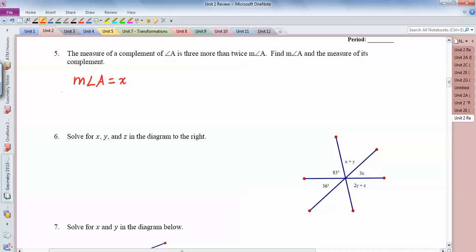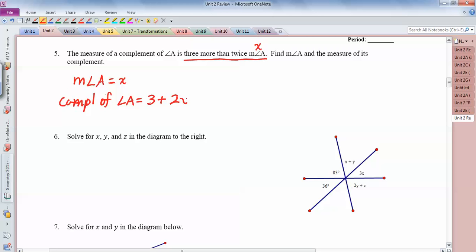And then I'm going to call the complement... Whoops. Why isn't this writing? Complement of A is going to be 3 more than 2 times x, right? Because this is x. So it's 3 more, so 3 plus 2 times x.